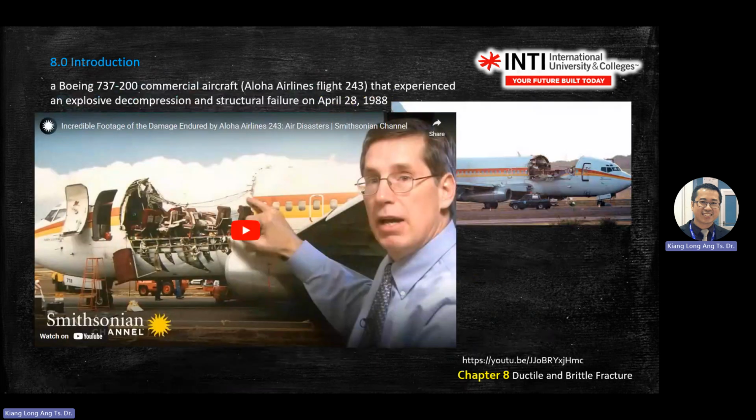Another case is this aircraft. You see the fuselage here, the body. Fuselage means aircraft body. It peeled off in midair. Okay, why can this happen? Because when you fly at a certain height, outside is low temperature, low pressure. Low pressure, our body cannot sustain, and low pressure also means low oxygen. So how do you maintain a very comfortable environment?